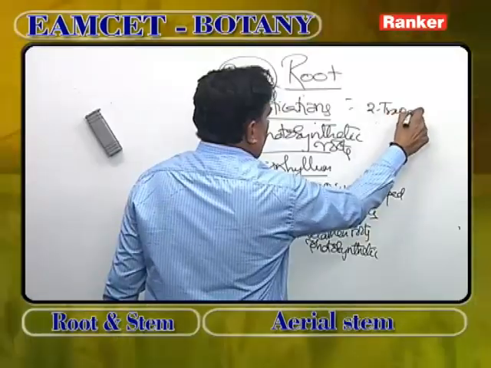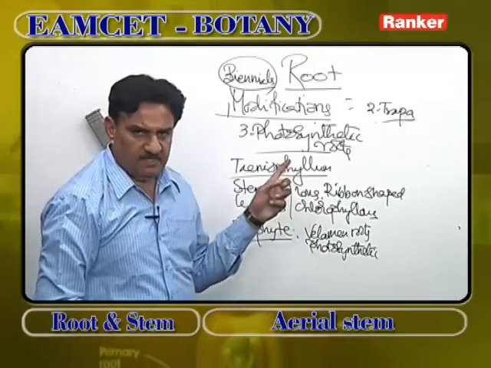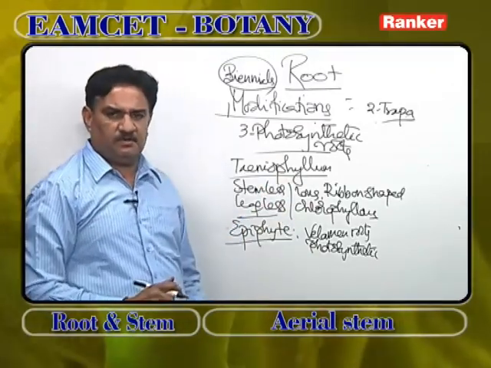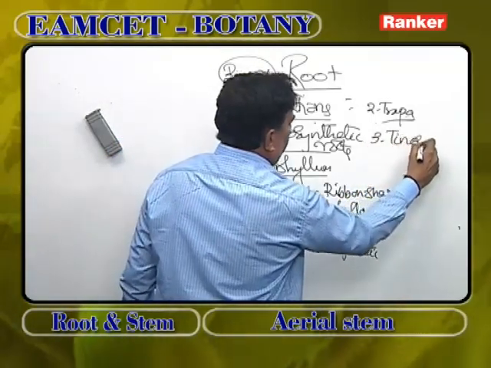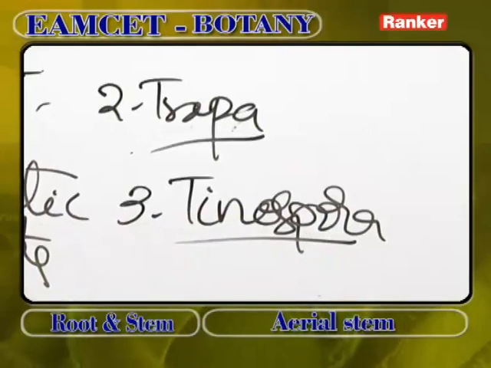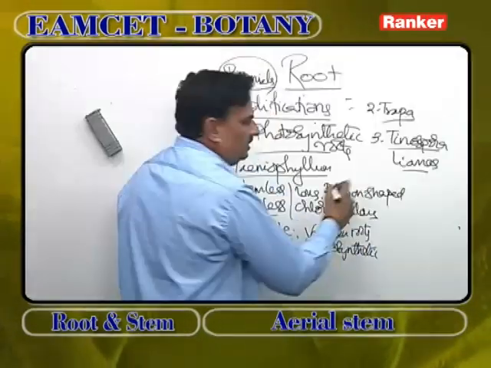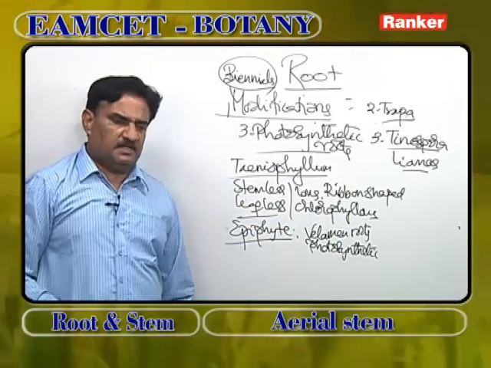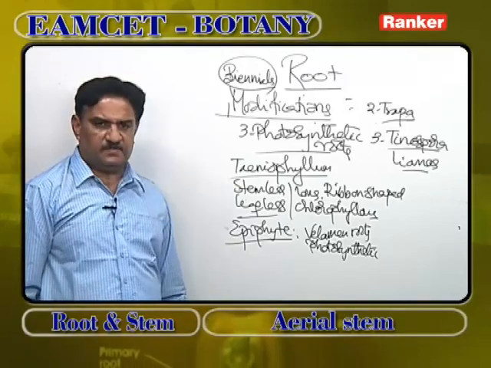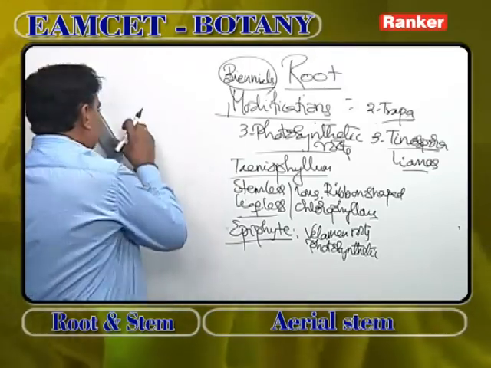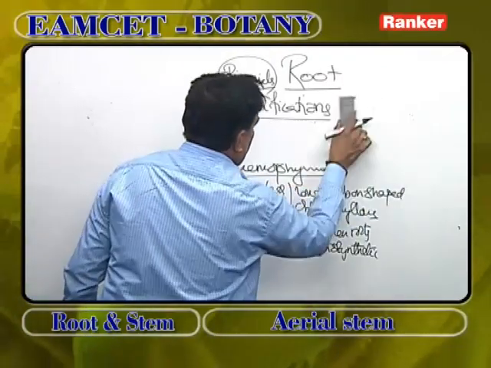The second example is Trapa. Trapa is an aquatic plant where submerged roots are green, chlorophyllous and perform photosynthesis. Then the next example is Tinospora. Tinospora is a liana. Liana means large woody climbers growing on huge forest trees. Tinospora's aerial roots contain chlorophyll and perform photosynthesis. So these are the examples of the third type of root modification, that is photosynthetic roots.